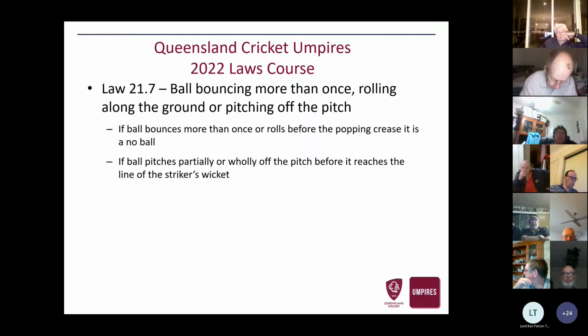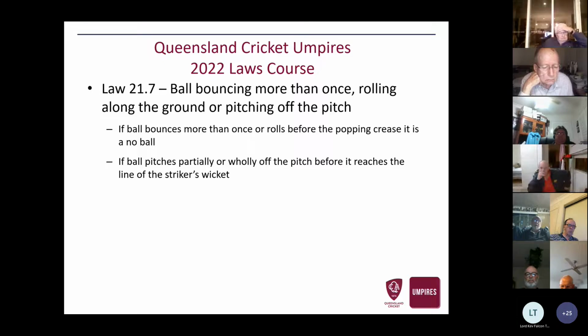The important thing to remember is where the ball ceases to be a no ball. When the ball bounces more than once, so we're just talking about the ball remaining on the wicket, bouncing multiple times or rolling, it's the popping crease. For the part of the law around where the ball pitches, it's the line of the striker's wicket. In our example yesterday, we had a ball bounce for a second time just beyond the popping crease, and the batter was subsequently out stumped.